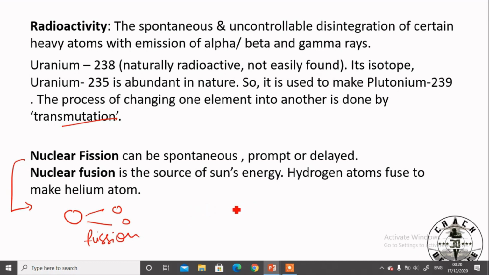Whereas in nuclear fusion, in this process two nuclei combine together and release a vast amount of energy while combining. That is what fusion is. This is fission, this is fusion.